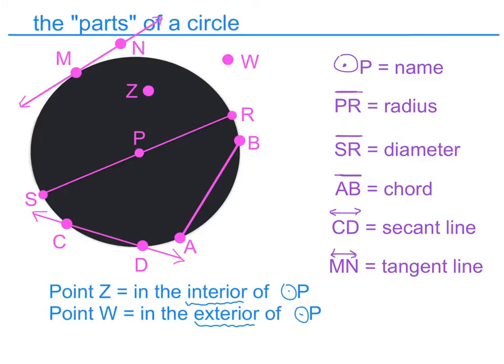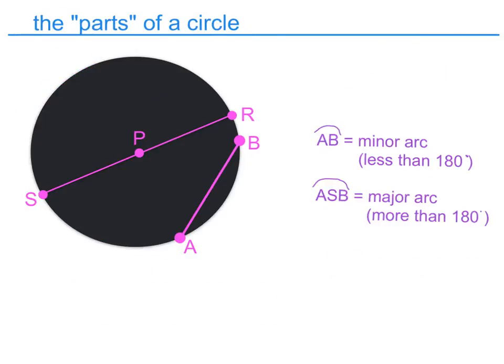Okay, last two. Point Z right here is what's called the interior of the circle. Because it's inside the perimeter of the circle, this is an interior point. Point W floating over here is outside the perimeter of the circle, so that is an exterior point. Interior, exterior. We're going to go ahead and explain what an arc is right now too.